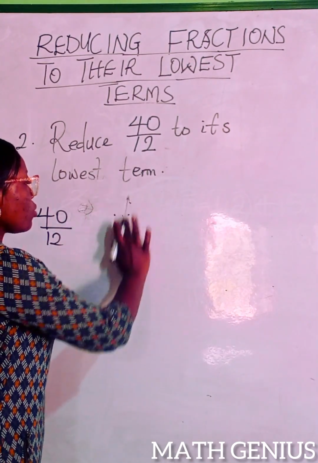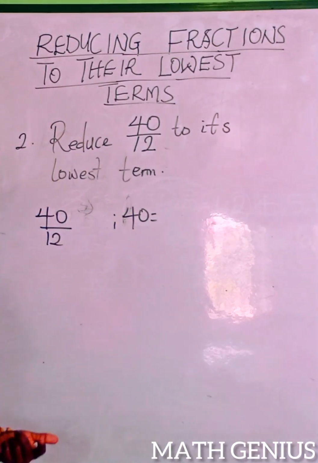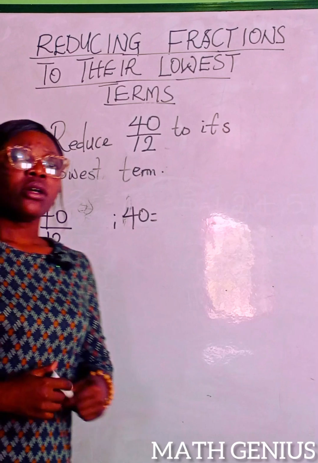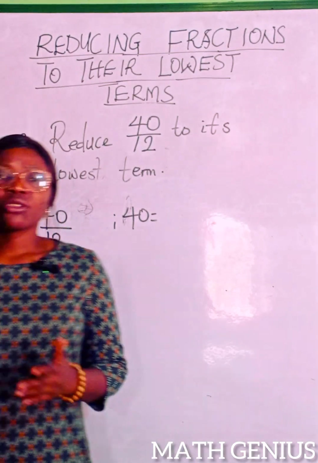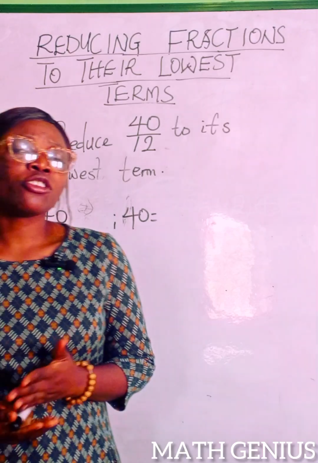Factors of 40, so let's just write it out. How do you find factors of 40? You check for numbers that can be multiplied together that will give you 40. You don't really have to count.